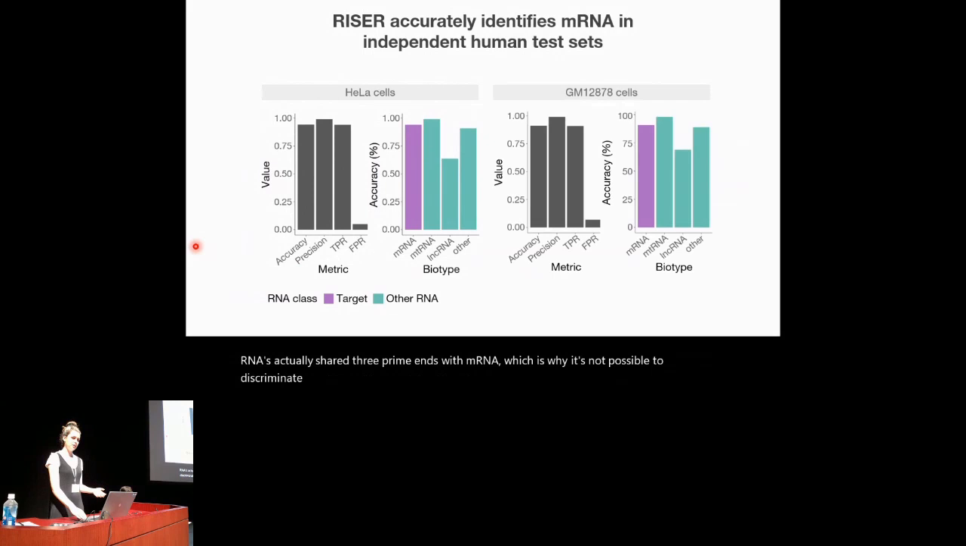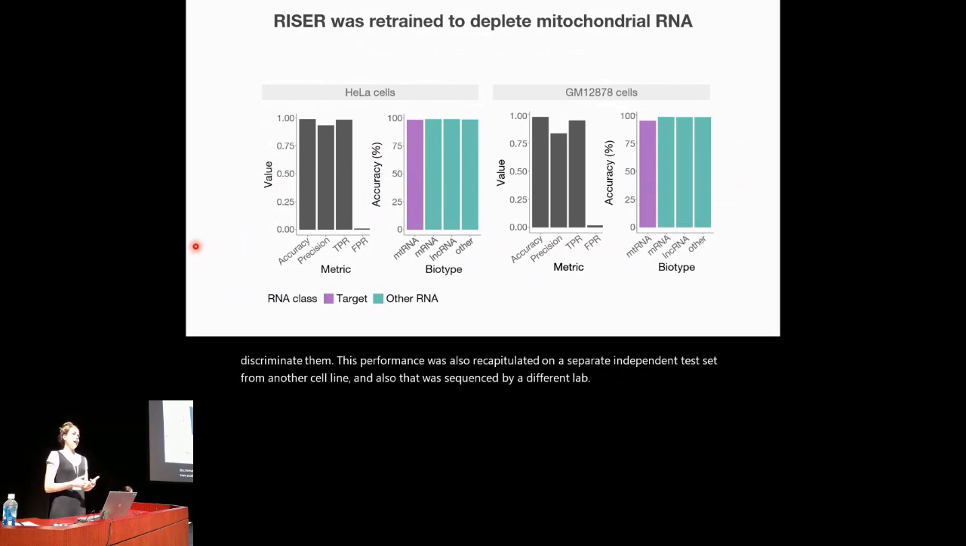This performance was also recapitulated on a separate independent test set from another cell line, and also that was sequenced by a different lab. RISER can be easily retrained for other targets. So we did this for mitochondrial RNA since it's highly abundant in cells with high energy demands, such as muscle. We repeated the same set of independent tests on the mitochondrial RNA model and found that it performed even better than the messenger RNA model, and also achieved strong accuracy across the various biotypes.